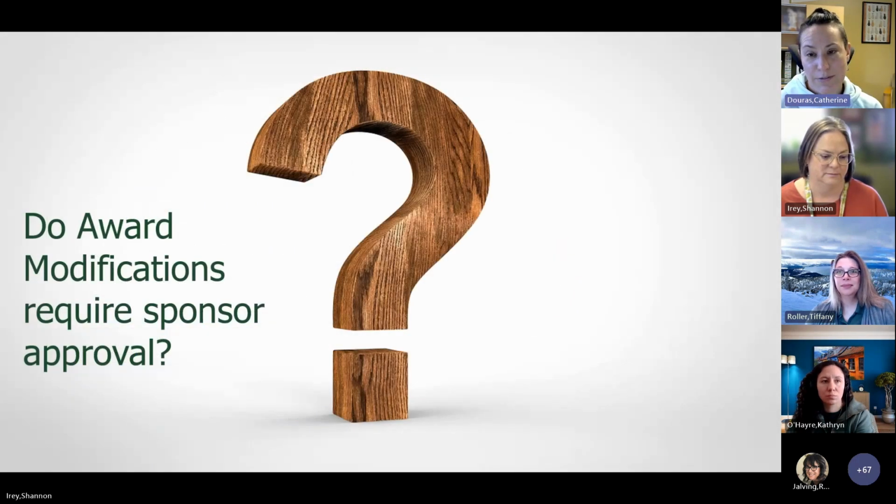I was going to tag on to Tiffany's last point. We had an instance a couple of years ago where a program manager gave approval for a budget change. When it made it around to the grants management people, they said no. So we just have to make sure we're asking permission of the right people.